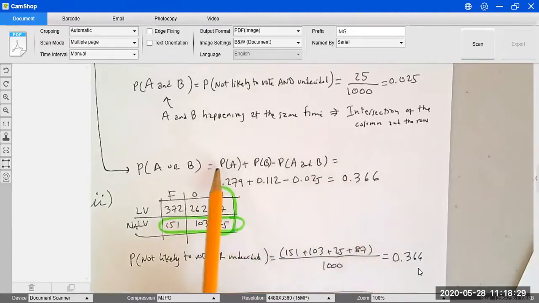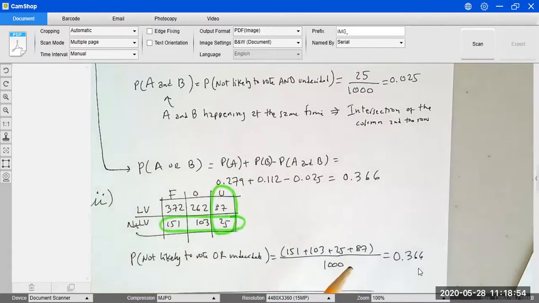In one case we use the formula, in the other case we use the table and the frequencies, and we did it in a graphical way. We just highlighted the region of the table that is representing the compound event. In this case, a person not likely to vote or undecided. So that's the solution for this example 5.12.